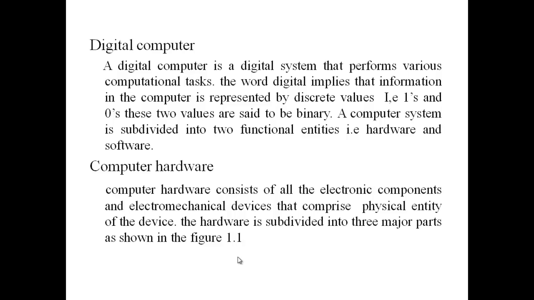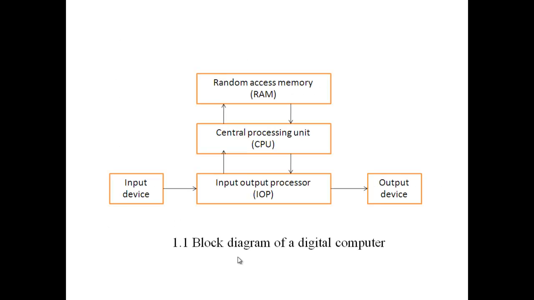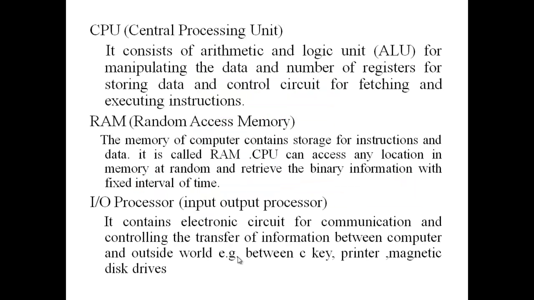The hardware is subdivided into three major parts as shown in the figure. It consists of random access memory RAM, central processing unit CPU, and input-output processor IOP. CPU consists of arithmetic and logic unit for manipulating the data and a number of registers for storing data. It also contains control circuit for fetching and executing instructions.